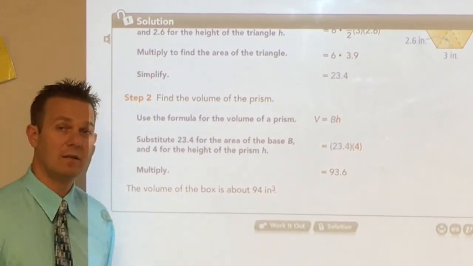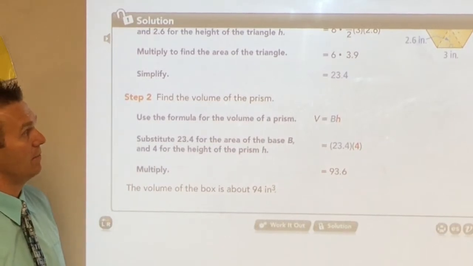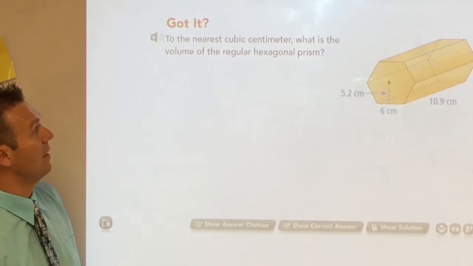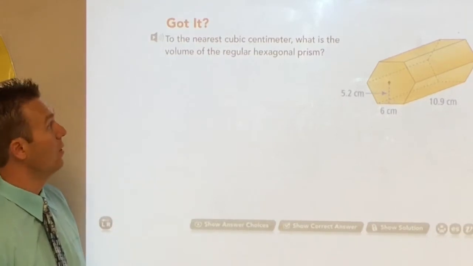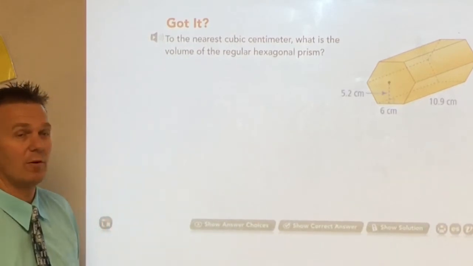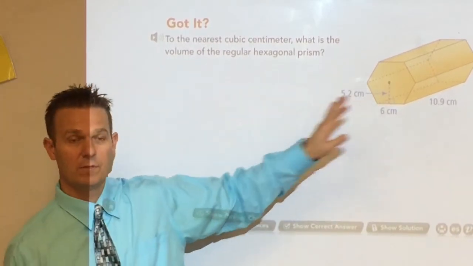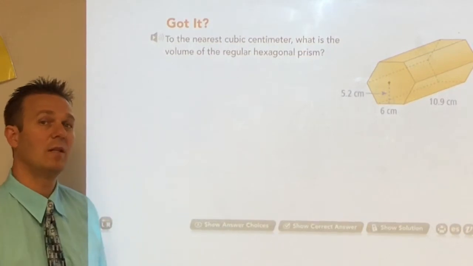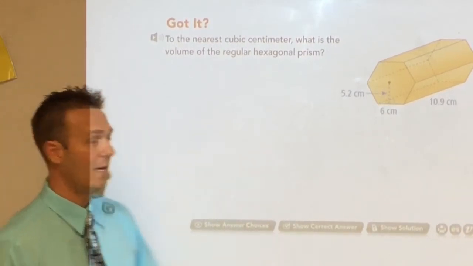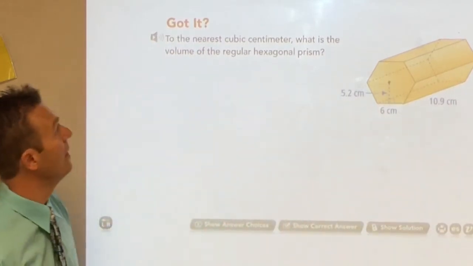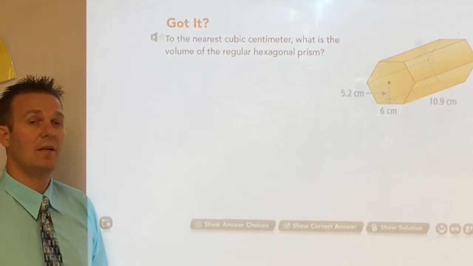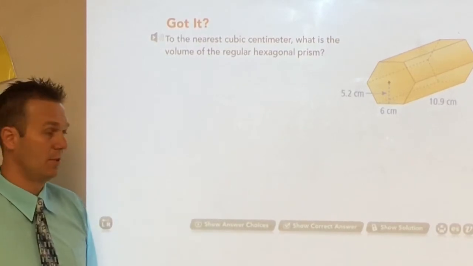So a little bit easier than surface area, finding volume. All right, so now it's your turn. To the nearest cubic centimeter, what is the volume of the regular hexagonal prism? So remembering your formula, you have a hexagonal prism, so you're going to have to find one of the triangles, multiply it by 6, and then at the end, multiply by height. Go ahead and do that, and once you've finished that, you can pause it now, and then I'll bring up the solution.